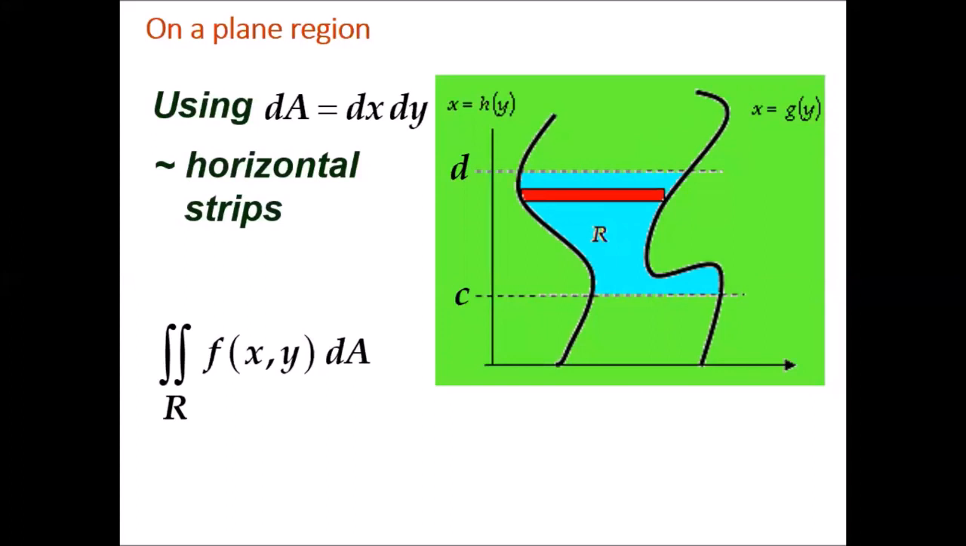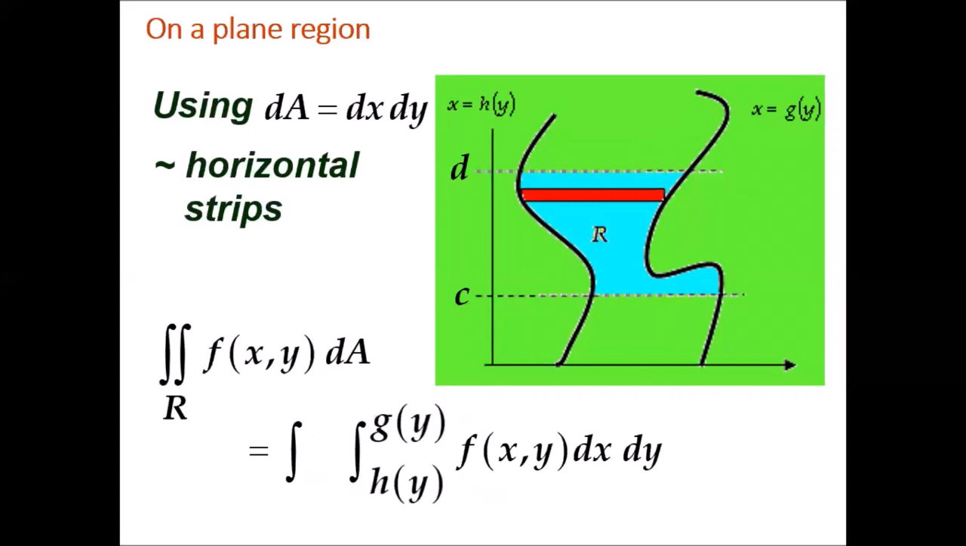Hence, our iterated integral, the double integral of f of xy dA evaluated on the region R, will become this, where the innermost integral is bounded by the rightmost and leftmost bounds of region R expressed in terms of the variable y, and the outer integral is bounded by the upper and lower bounds of region R. To visualize how this works further, let's consider an example.